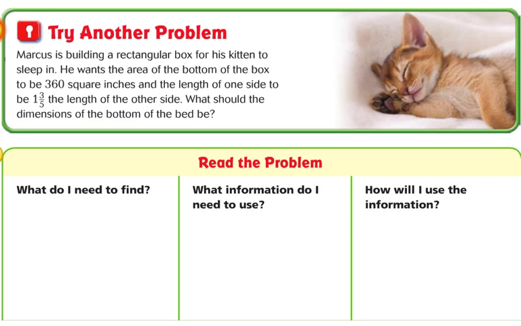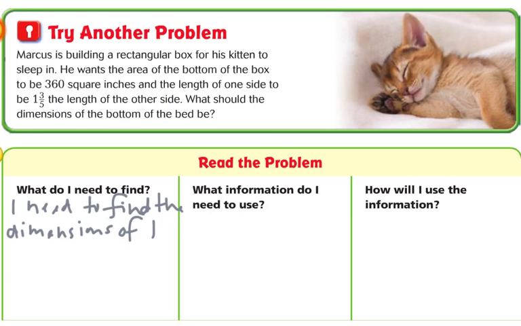So we're going to try another problem like this. Marcus is building a rectangular box for his kitten to sleep in. He wants the area of the box to be 360 square inches and the length of one side to be 1 3/5 the length of the other side. What should be the dimensions of the bottom of the bed be? So what we would say, boys and girls, is I need to find the dimensions of the bottom of the bed.